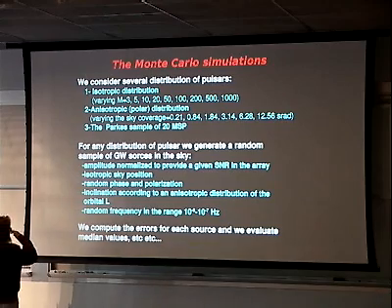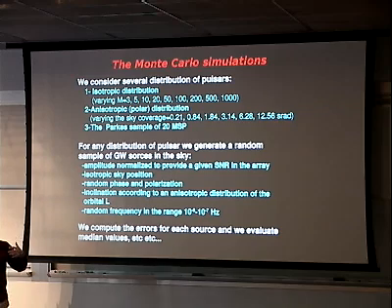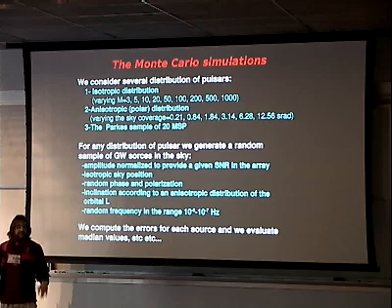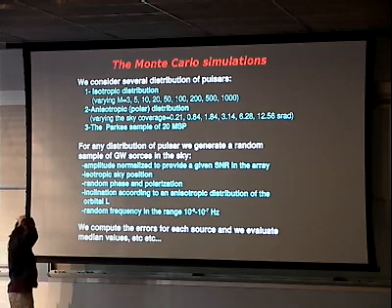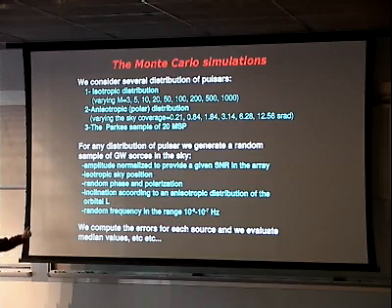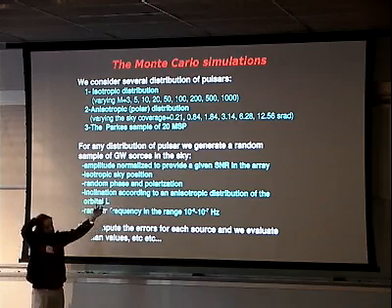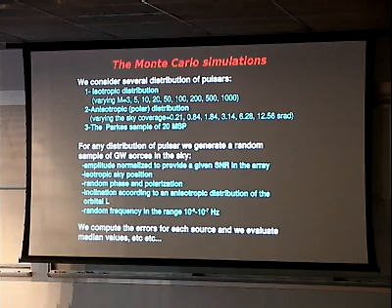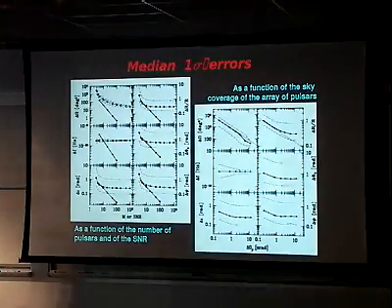And for any distribution of pulsars, we just generate a random sample of gravitational wave sources in the sky, considering different sky position, polarization, inclination, whatever. In this particular case, the amplitude of your signal is normalized in order to provide a given signal-to-noise ratio in your array. And for each of these distributions, we compute errors for each source, and we evaluate the median values, etc. And these are the results.